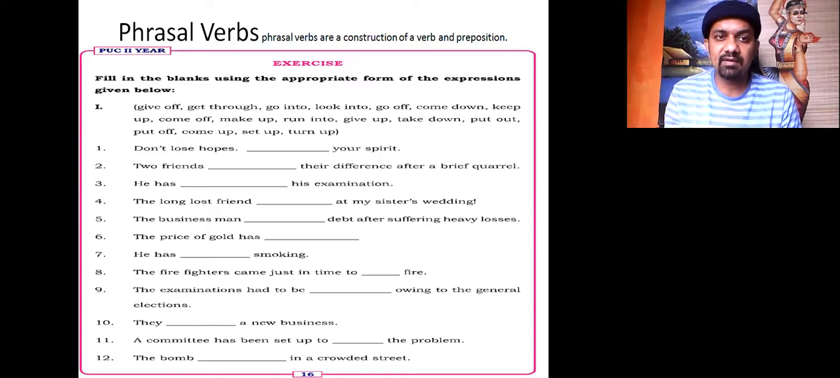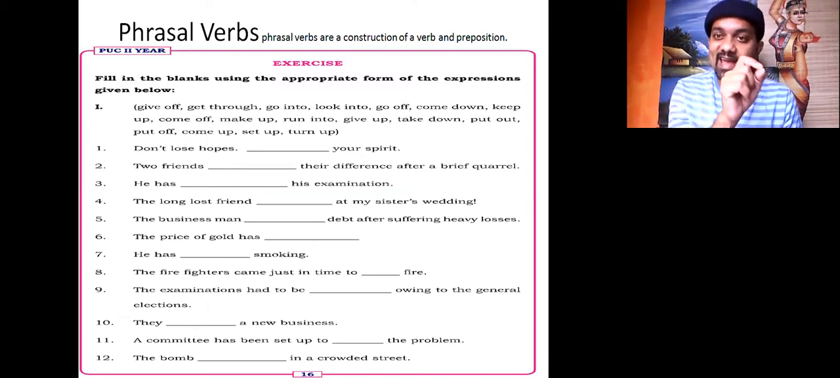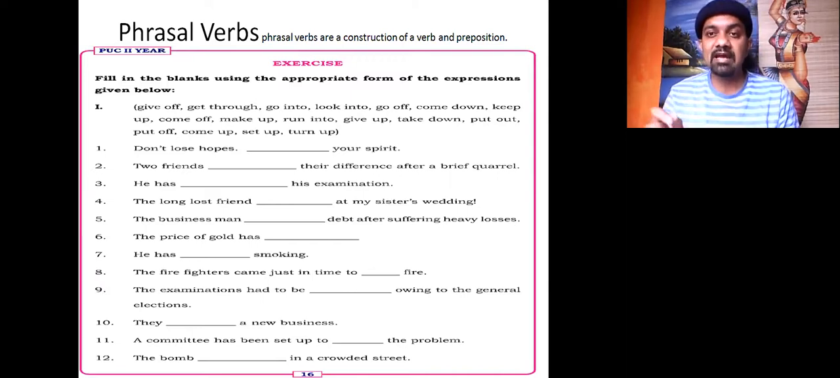What is given there in the phrasal verb? Give up. You have to make it given up to suit the tense, because he has is there. Given up, present perfect. So it can be understood in that way. The firefighters came just in time to put out the fire. Put out, stop something from burning. The examinations had to be put off owing to the general elections. Put off means postpone.